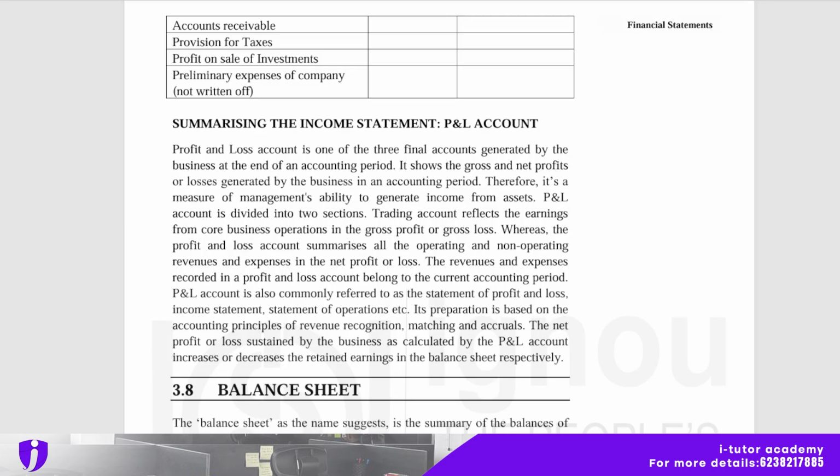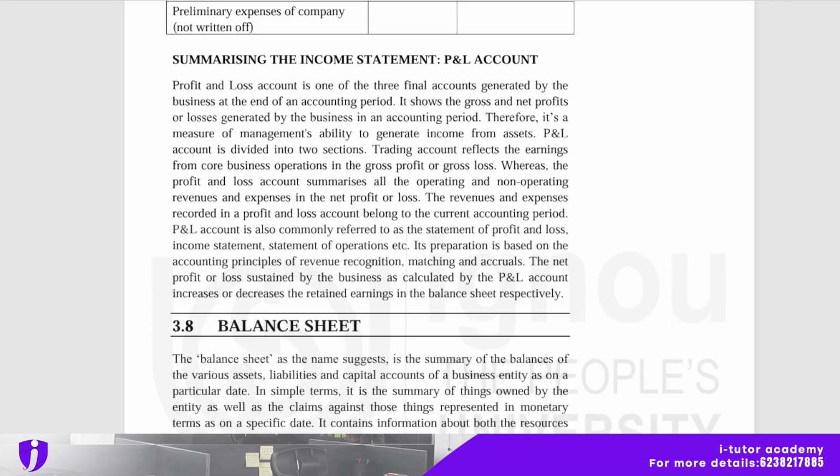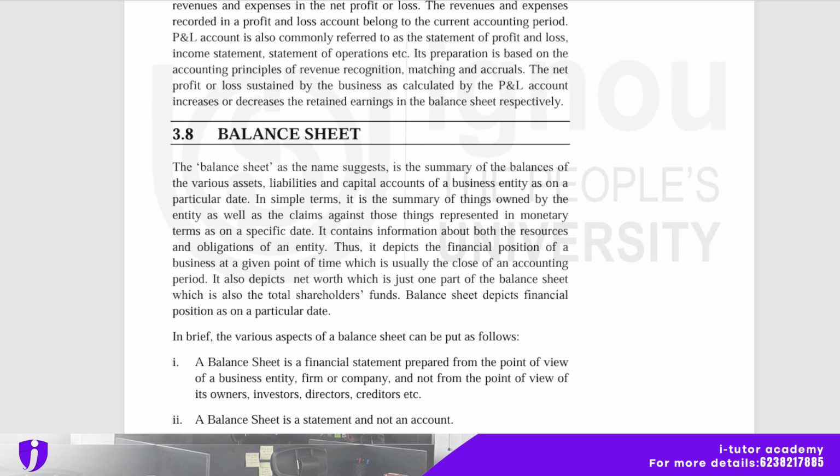Its preparation is based on the accounting principles of revenue recognition, matching and accrual. The net profit or loss sustained by the business as calculated by the P&L account increases or decreases the retained earnings in the balance sheet respectively. So next is balance sheet.